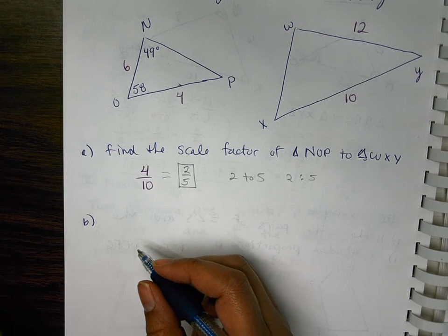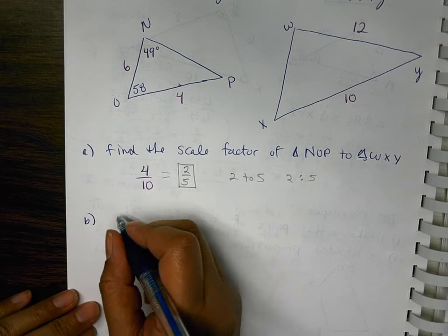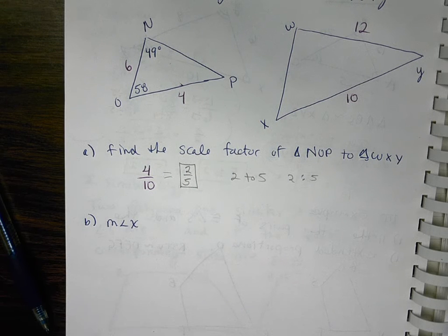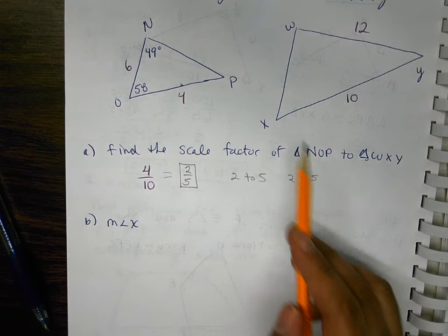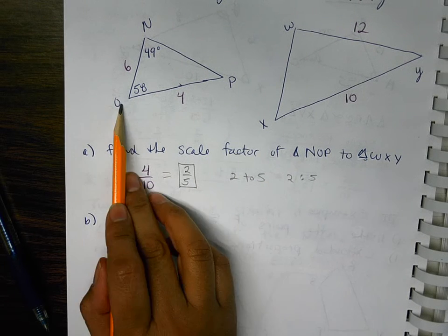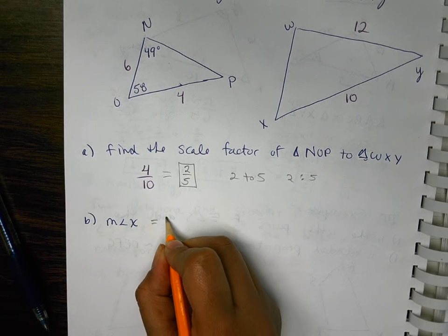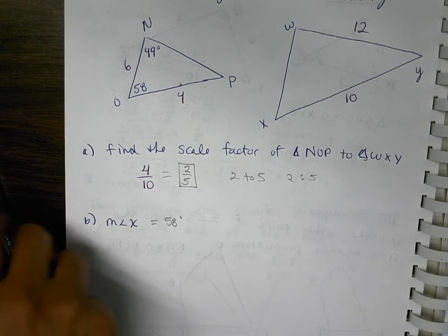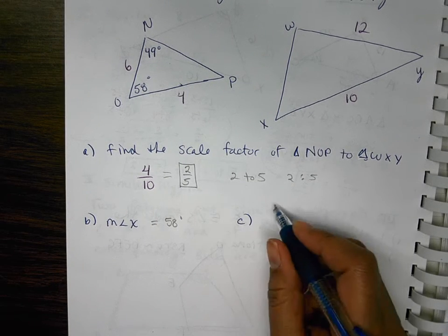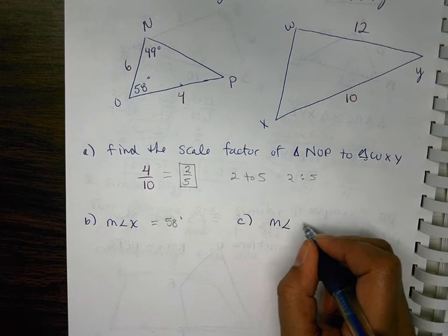All right. The measure of angle X. Let's look quickly. Where's the measure of angle X? Here. What does that correspond to? What does X correspond with? Oh, so what's the measure of angle X? 58. 58 degrees.